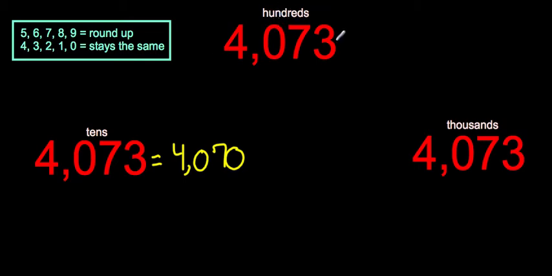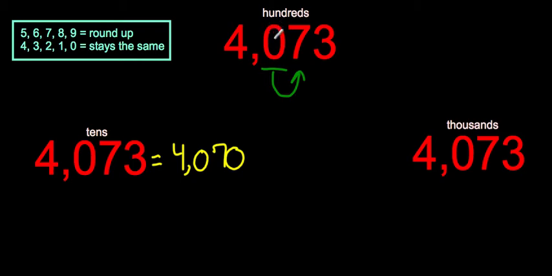Let's round to the hundreds. We got to first locate what number's in the hundreds spot, and we can see that it's a 0. We got to look at its neighbor. Its neighbor's a 7. That tells us right here that we're going to have to round up. When it's a 5 and above, you round up. Because that's a 7, that's going to round up.